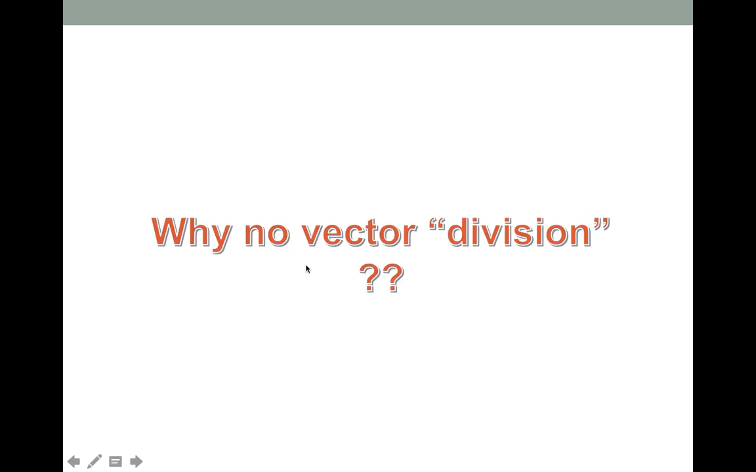Now, an interesting question would be, we talked about vector addition and subtraction and multiplication, but we never talk about vector division. I want you to think about that for a minute and wonder, what exactly is division, and why don't we ever divide vectors? Now, of course, we can, in a sense, divide vectors by multiplying them by fractions, but that's not what I mean. What I want to know is, can we take one vector and divide it by another vector? Vector A divided by vector B. We don't talk about that.